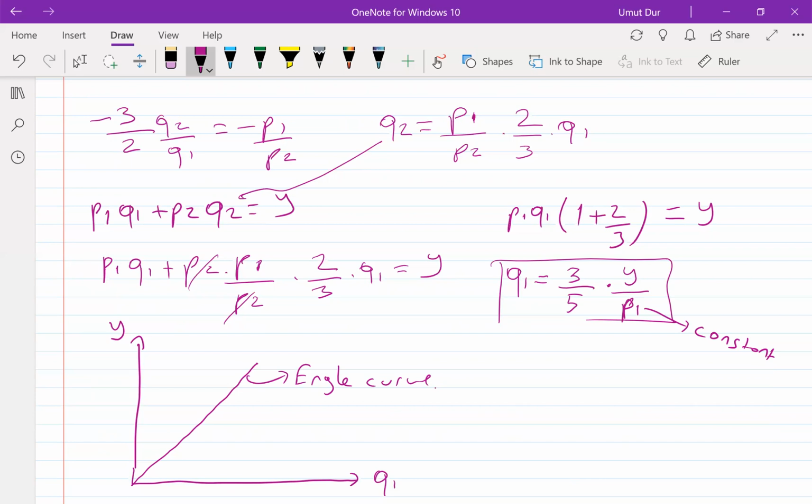Sorunuz var mı? Sorunuz yoksa o zaman bir 10 dakika ara verelim. So let's give a 10 minutes break, okay? And we will meet at 6:55, okay? 55 geçe buluşalım.